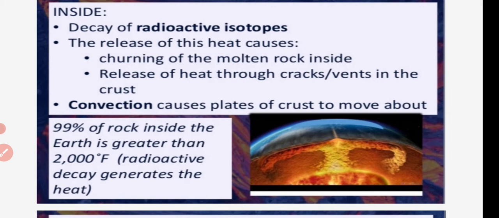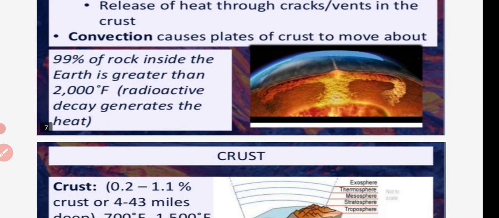As the earth has cracks, and within these cracks a molten material is thrown out due to these sudden actions, 99% of the rock inside the earth is greater than 2000 degrees Fahrenheit, and radioactive decay generates the heat.